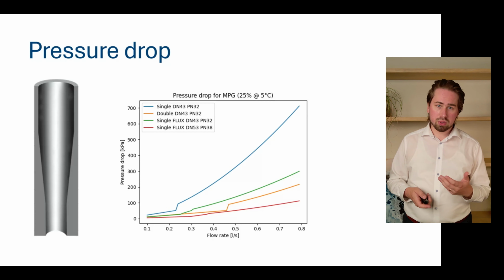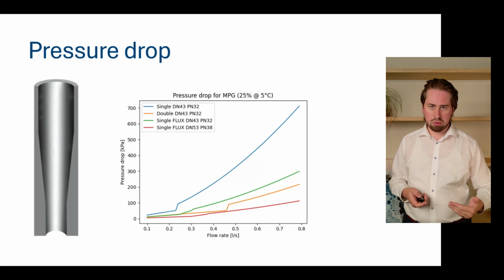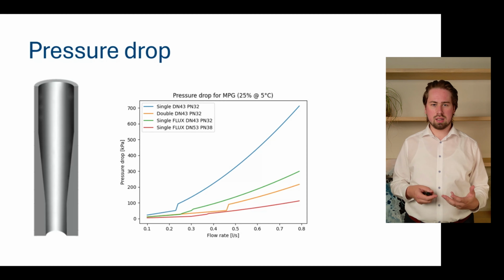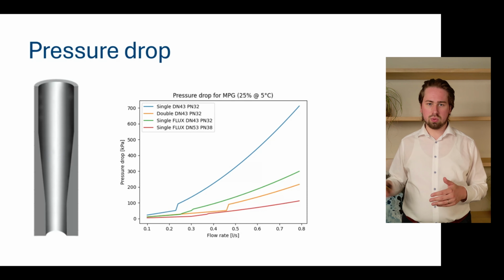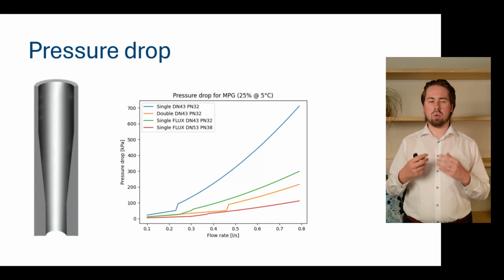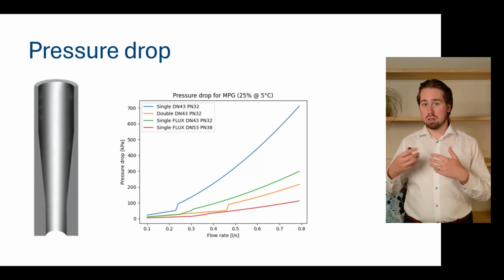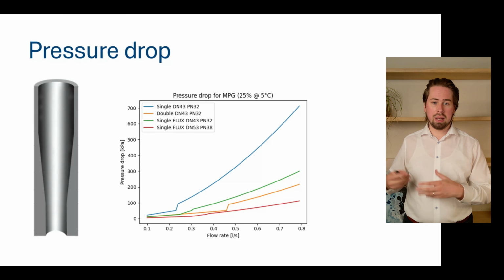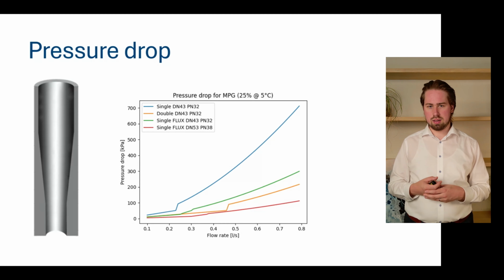And this is even more pronounced when we go to the deeper boreholes at 350 meters in this case, where the single DN43 just shoots off to very high pressure drops, and the flux DN43 is already at a way lower pressure drop, meaning that also the pump electricity consumption will be lower in this case.